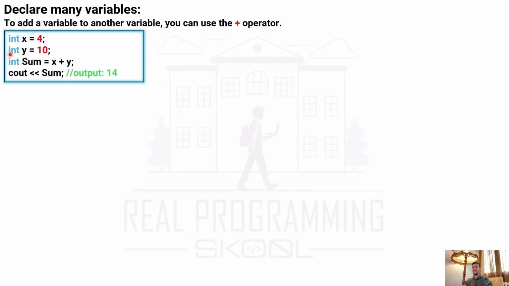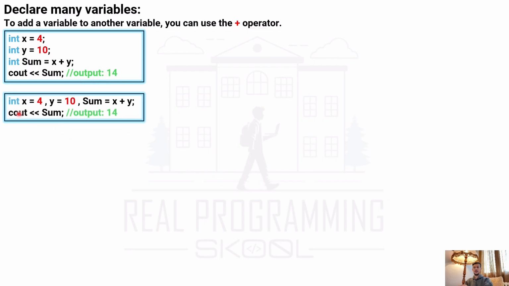Let's take an example. Integer x equal 4. Variable x has stored inside it the value 4. Integer y is assigned the value 10. And after that, we create a new variable, integer sum, equal x plus y. We sum two values of two different variables, and we put the result inside some variable. And after that, cout less than sum, we just print the sum variable. It will give us the output 14. Why 14? Because 10 plus 4 is 14.